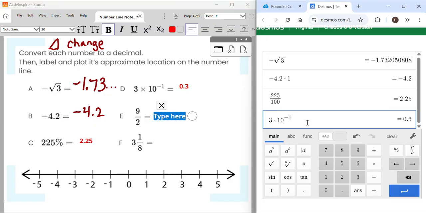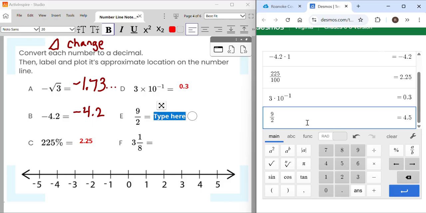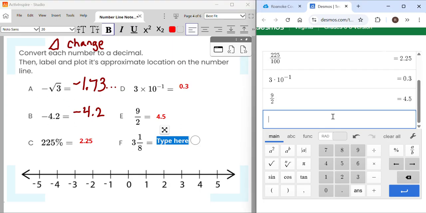Okay, so let's get back over here, and again, a fraction, you just put it in your calculator, and that gives you 4.5. So let me go ahead and type that here, 4.5, and that is your decimal. And then we're going to have another one down here, sort of like when we typed in the negative 4.2, but I'm going to show you.